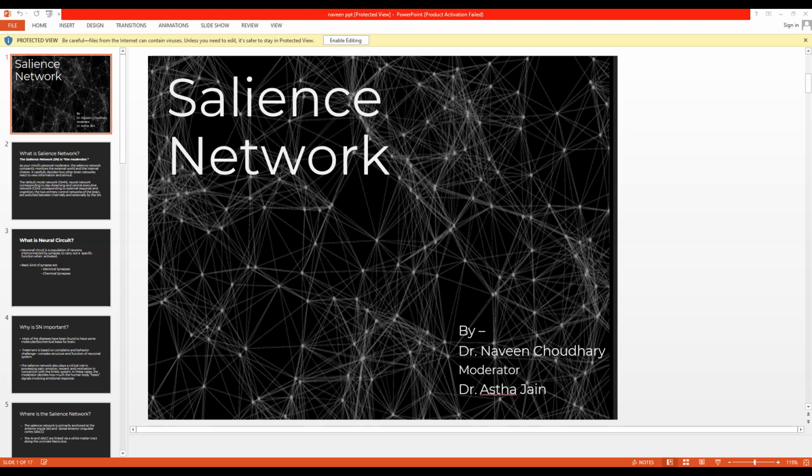What is a neural circuit? A neuronal circuit is a population of neurons interconnected by synapses to carry out a specific function when activated. The basic kinds of synapse are electrical synapses and chemical synapses.